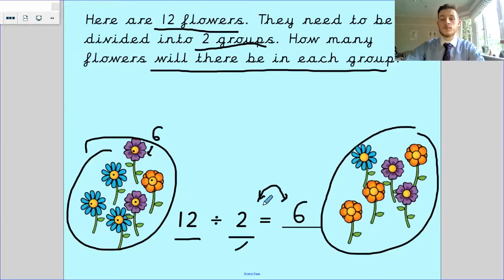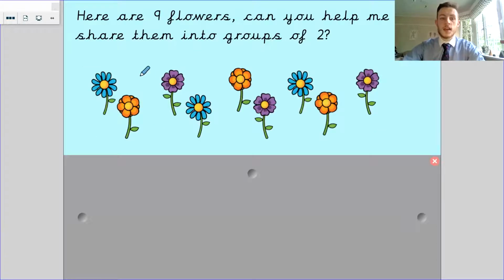Okay, so let's move on now to another question. This time I've got 9 flowers. Show Mr. Watkiss check he's actually got 9. 1, 2, 3, 4, 5, 6, 7, 8, 9. Perfect. Well done, Mr. Watkiss. I've got 9 flowers. I'm going to ask, can you help me share them into groups of 2? Groups of 2. That's not 2 groups, that's groups of 2. So I'm grouping in 2s.